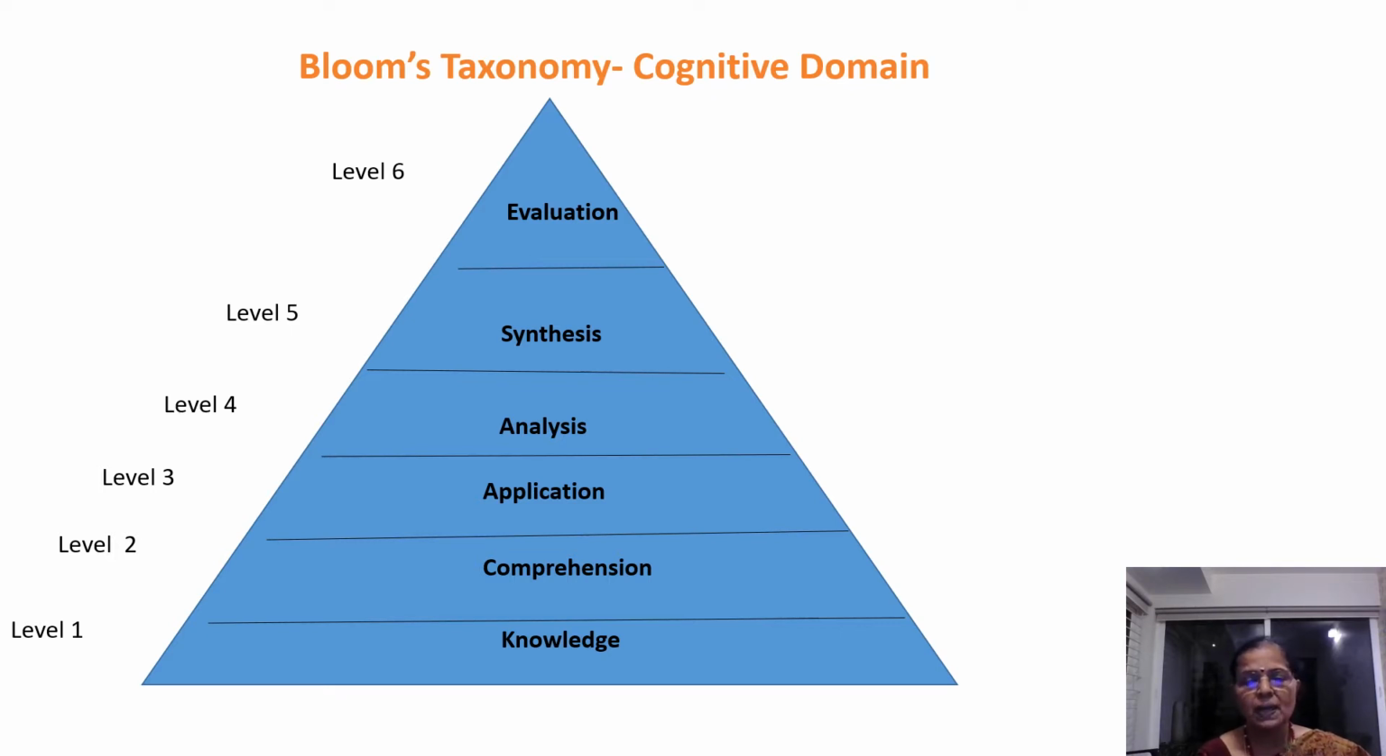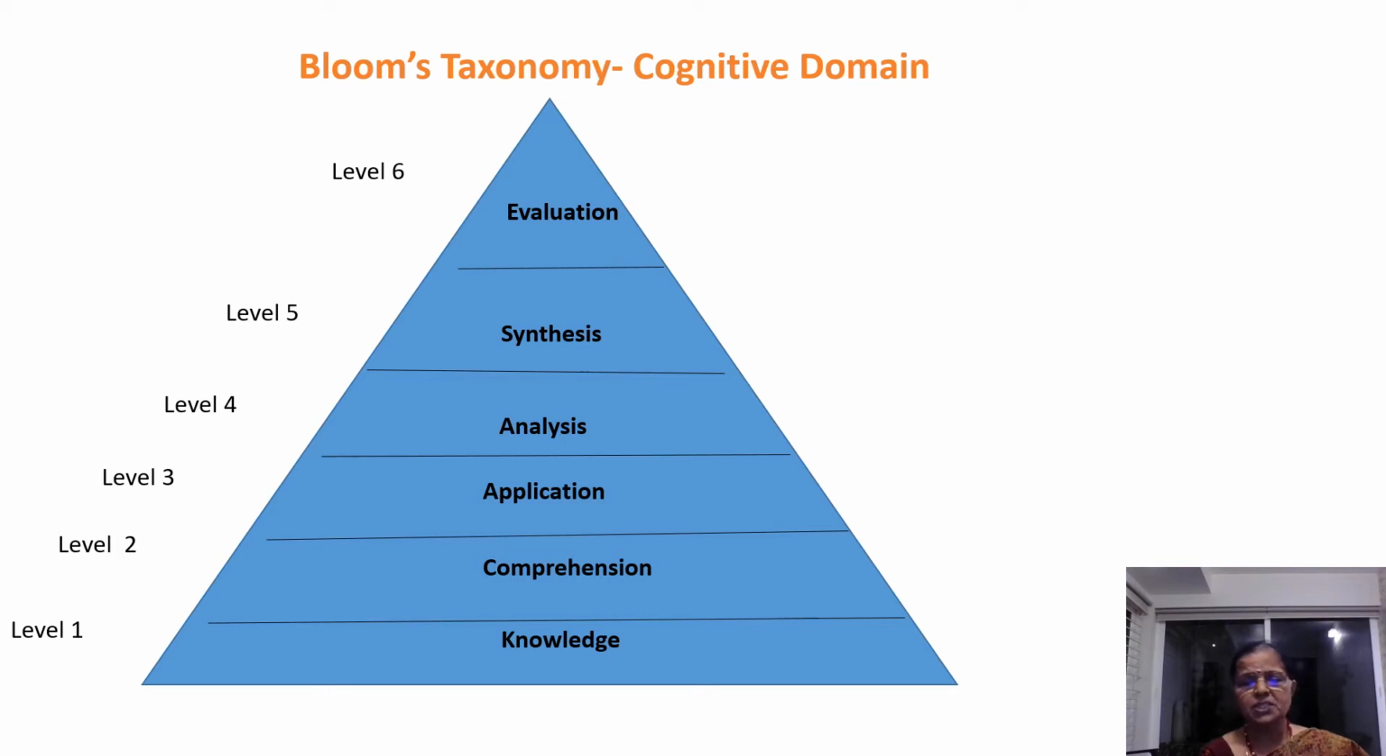application. And the fourth level is analysis. And the fifth one is synthesis. And the sixth level, the highermost level, is evaluation. So what is knowledge? Knowledge is just remembering things. So just a list of the things. You are able to remember the names. You are able to remember the years. So that is only the basic level.